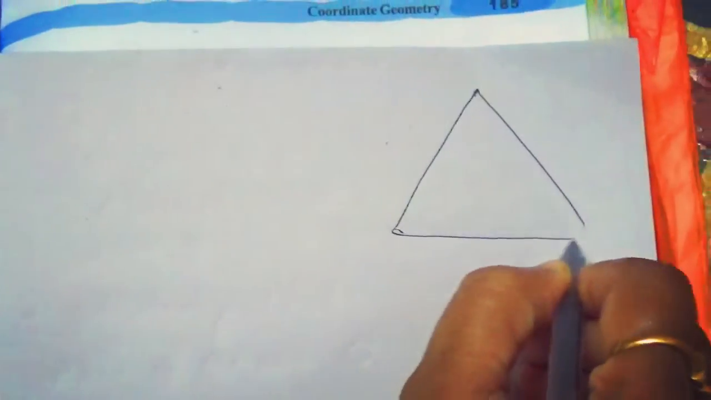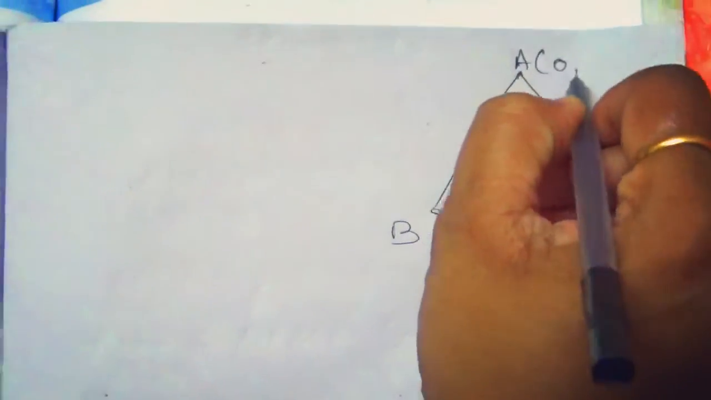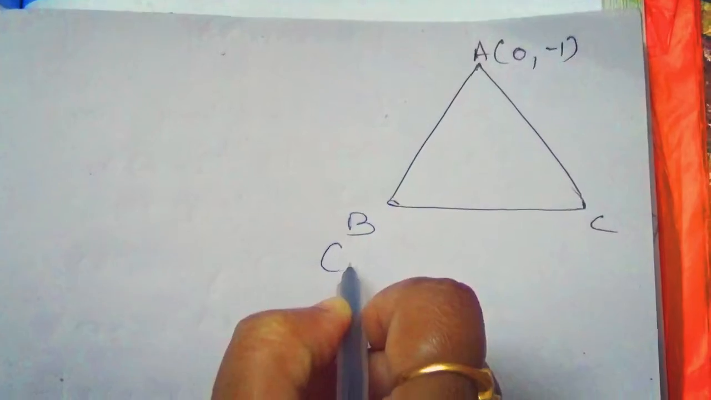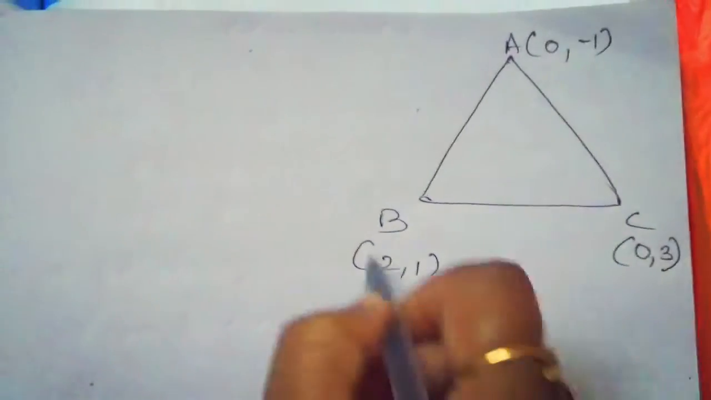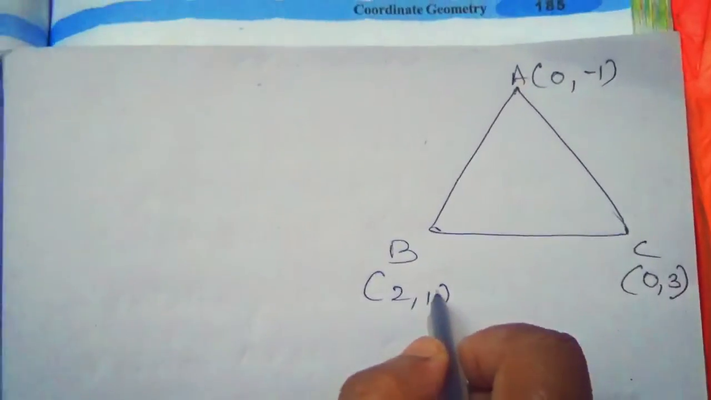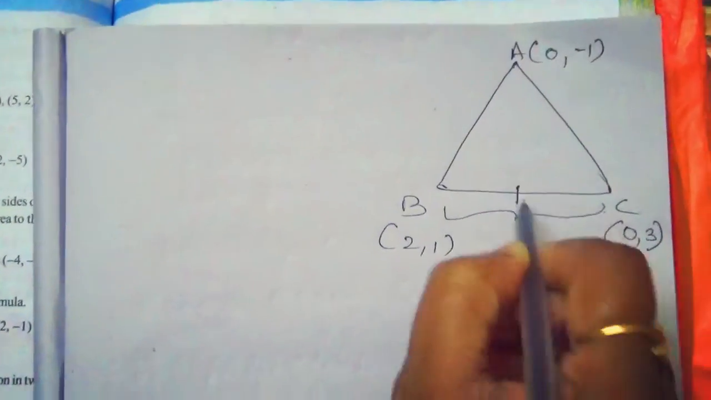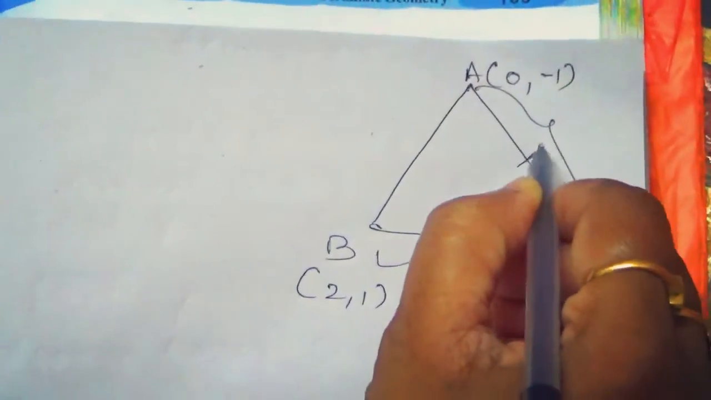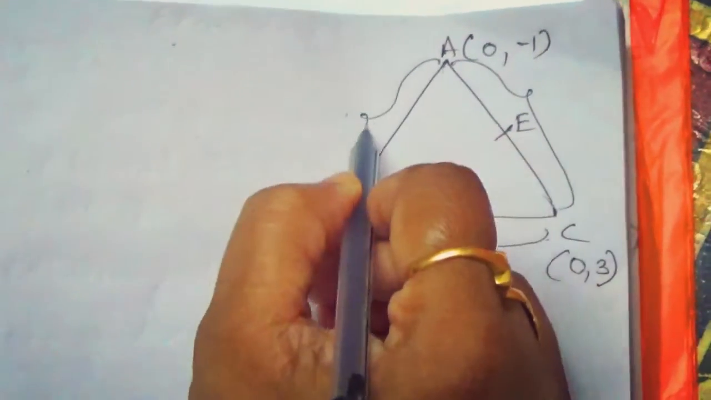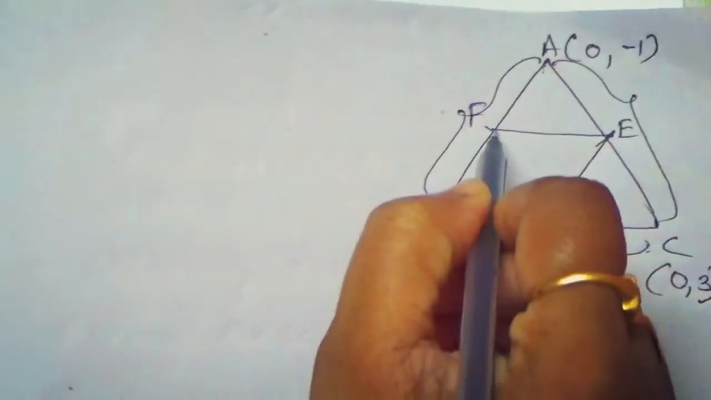First of all, you just imagine the given points are vertices of the triangle A, B, C. So A which is given is (0, minus 1), B which was given is (2, 1), C is (0, 3). Okay, here we have 3 vertices of a triangle. Then we have to find out the midpoints of these. The midpoint of BC you will get D. The midpoint of AC you will get E. Suppose we are taking the midpoint of AB, we have F. When you join these 3, you will get another triangle.